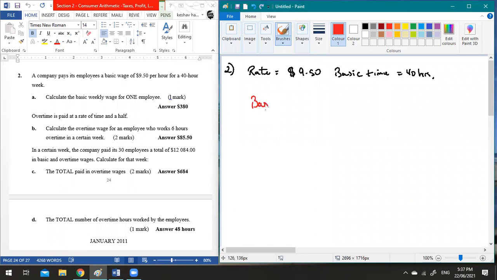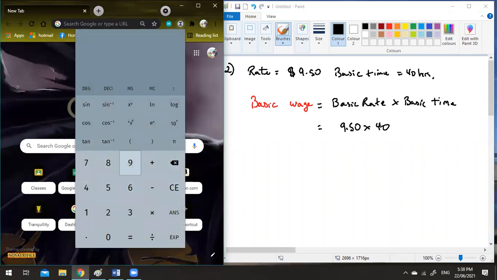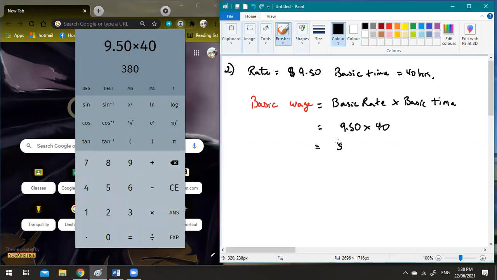So again, basic wage, basic rate by basic time, $9.50 by 40. So let me see this again. Yes, it's okay now. $9.50 by 40 hours, $380.